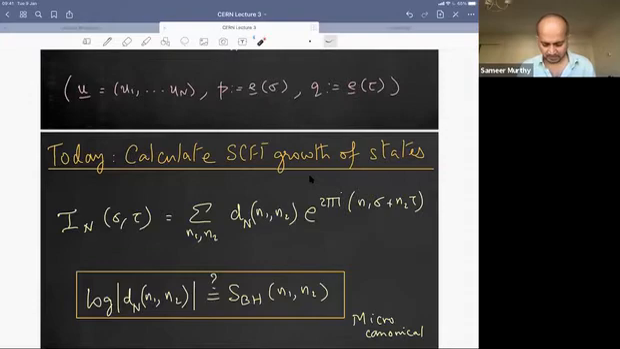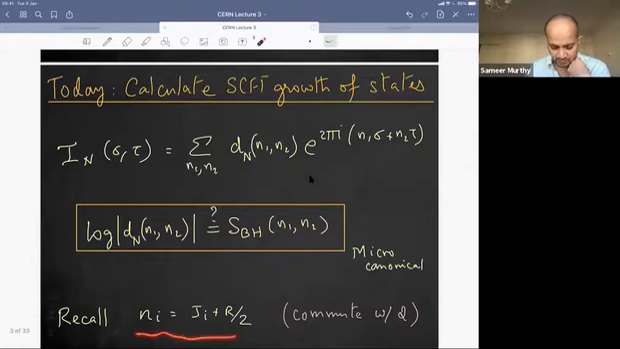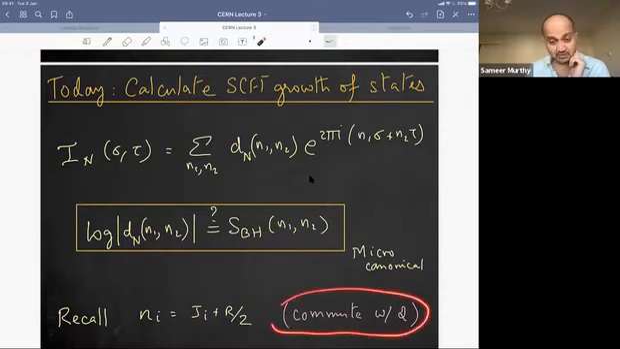If you go microcanonical in gravity, we've already spent the whole of the first lecture showing that the microcanonical transformation of the on-shell action of the black hole is the black hole entropy. Those two are canonically conjugate. So on the gravitational side in the microcanonical ensemble, you literally get the black hole entropy. Remember the N1 and N2 in this expansion were J1 plus R over 2 and J2 plus R over 2, the charges that commute with the supercharge.